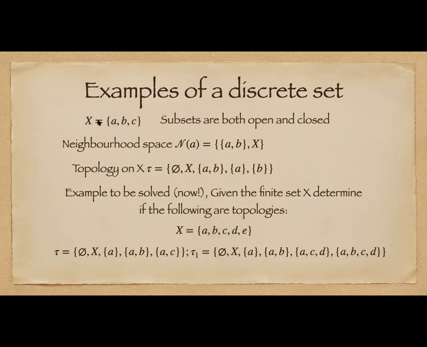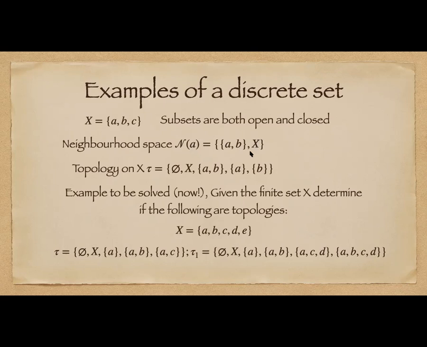So if we are given this set X and we want to build a neighborhood space, then we could define NA equal to the collection of these two sets, {A, B} and X. This is a neighborhood space of the element A.